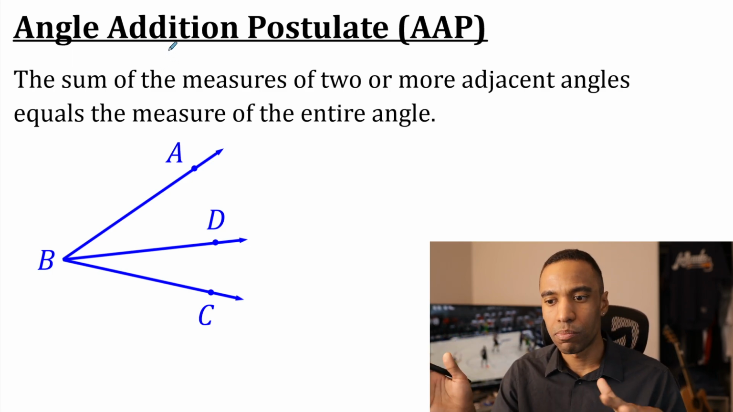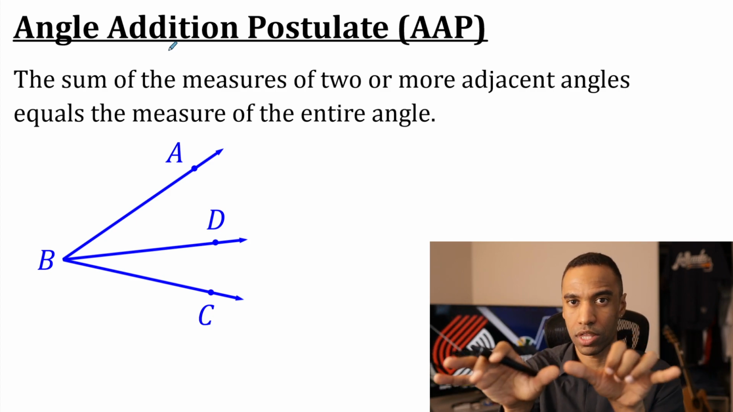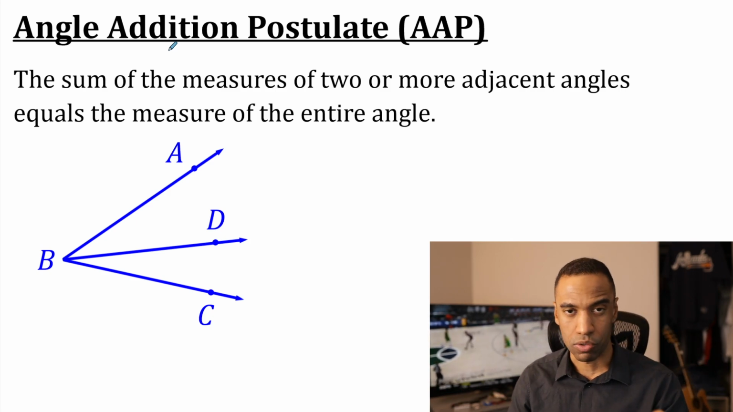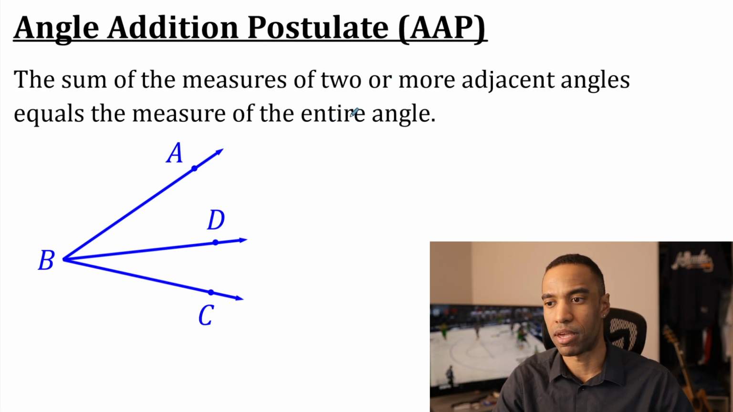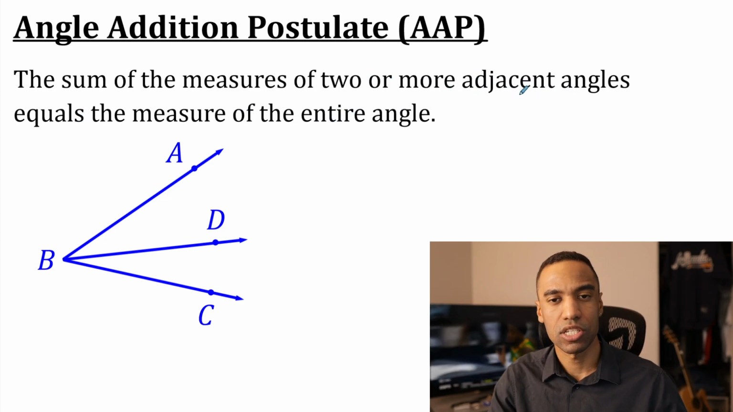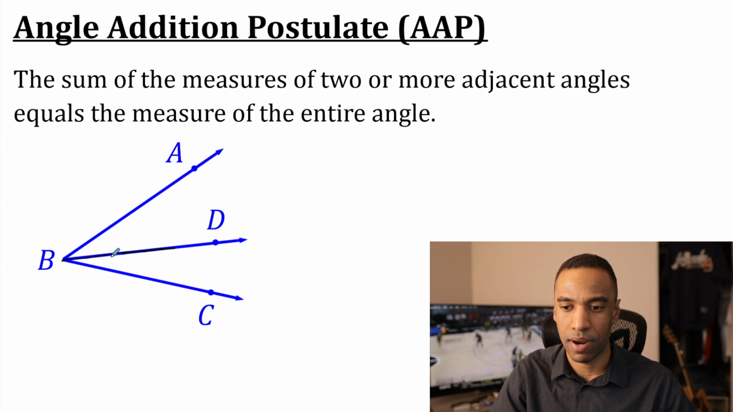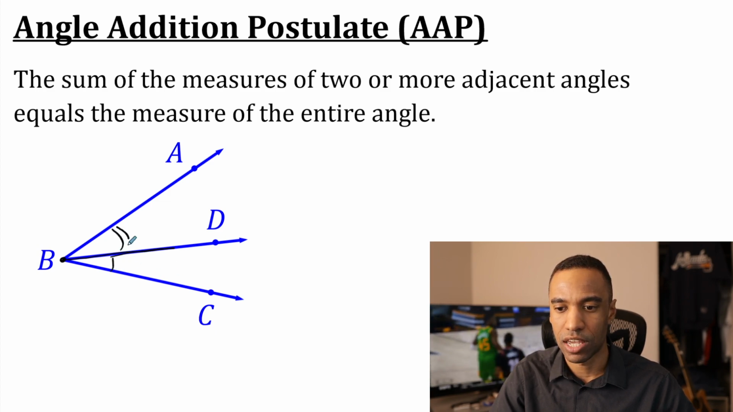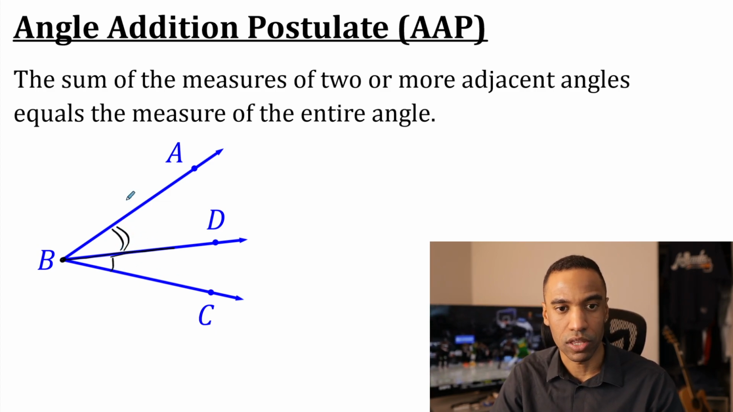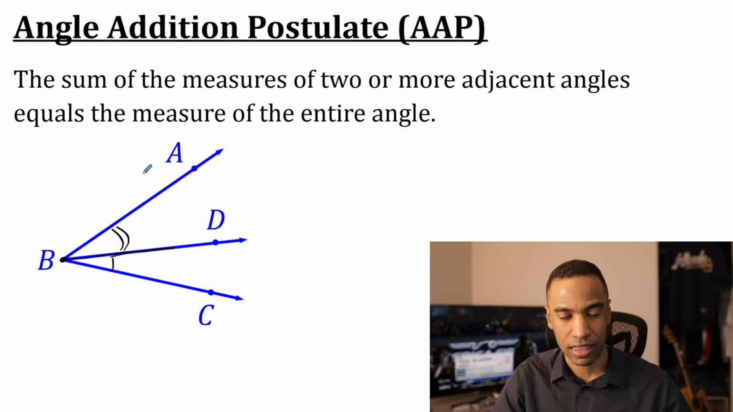Okay, the angle addition postulate, much like the segment addition postulate, says I can add one segment with another to equal the whole thing. I can do the same thing with angles. The sum of the measures of two or more adjacent angles equals the measure of the entire angle. The word adjacent just means two angles that kind of neighbor each other. They share a common side right here. They share a common vertex. This angle right here and this angle right here, they're adjacent to each other. And as long as they are, I can add this measure with this measure to get the whole thing.